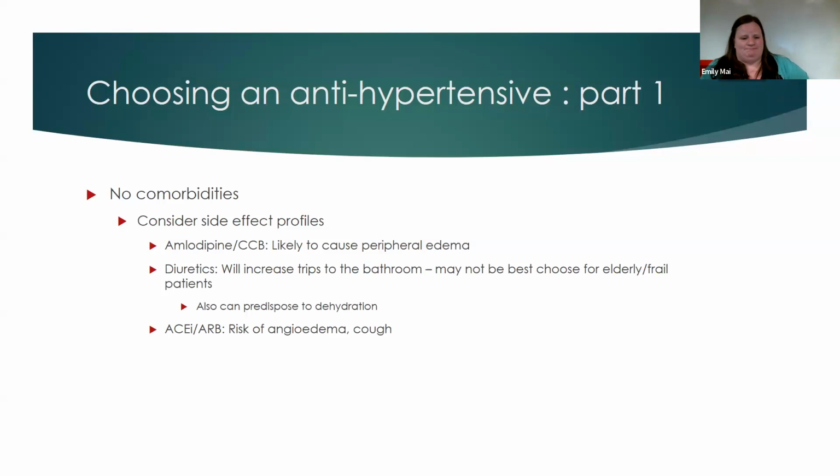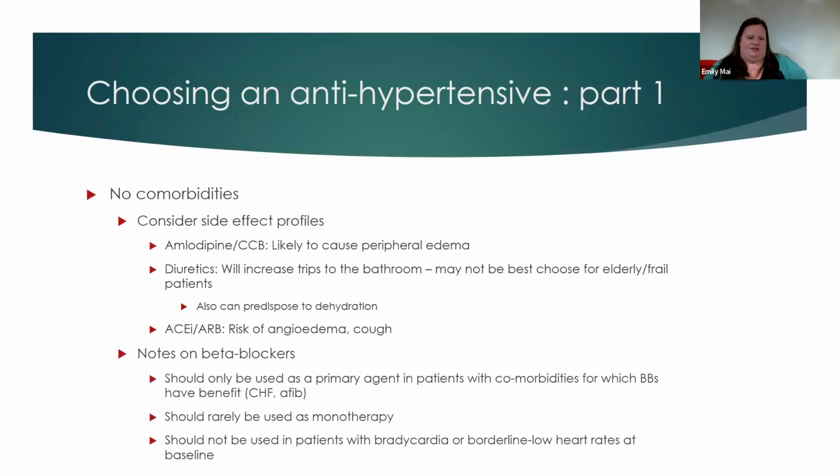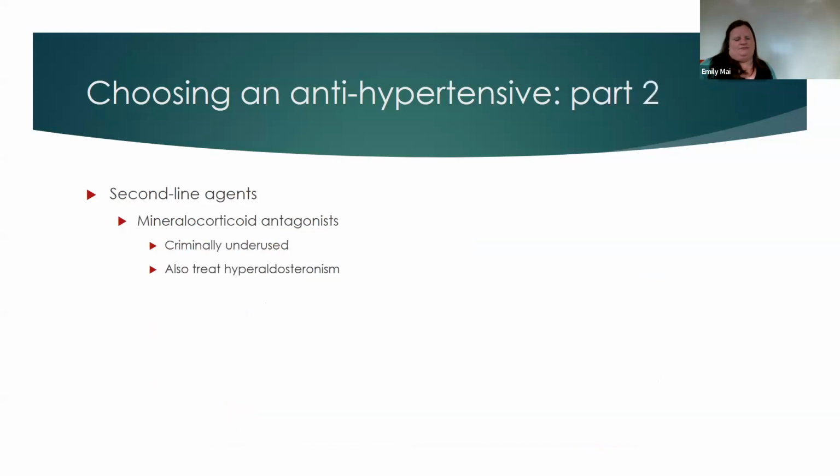It's just unfortunate. All right, and then a couple other thoughts on beta blockers. You only use it as a primary or first line in the patients who have a comorbidity that requires it, so heart failure, AFib. Beyond that, you really shouldn't use it. You should never use it as monotherapy, except in those cases. Outside of those cases, it's rarely used as a blood pressure agent. If somebody doesn't have those two problems, it's better to max them out on the 3 first line, and beta blockers should be your 4th, 5th, etc. And then you shouldn't use it in patients with bradycardia or borderline low heart rates.